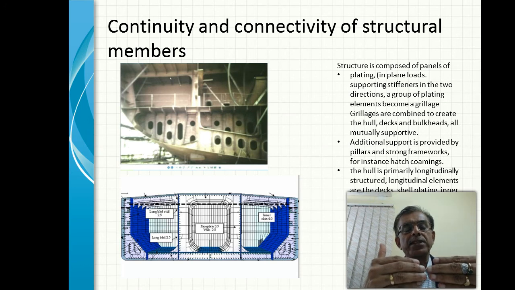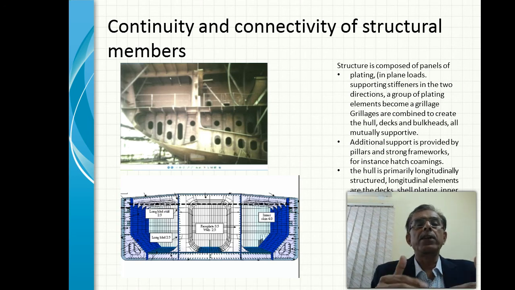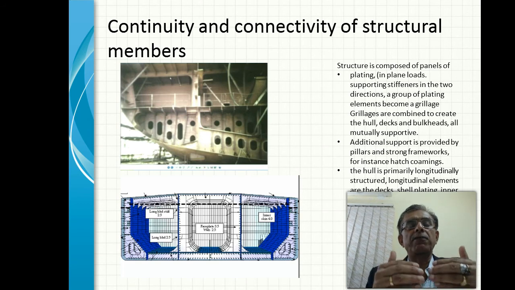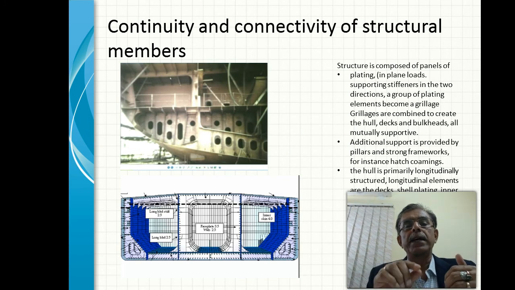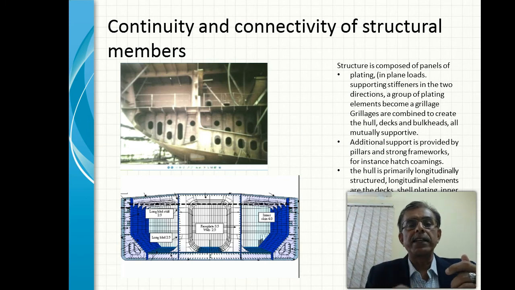So during the construction phase, these are very practical things which are checked and taken care of in the shipyards. And this may become even more critical when you're doing a repair, where this fine understanding has to be known, that there is a member on the other side, so that continuity is maintained, whether transversely or longitudinally.